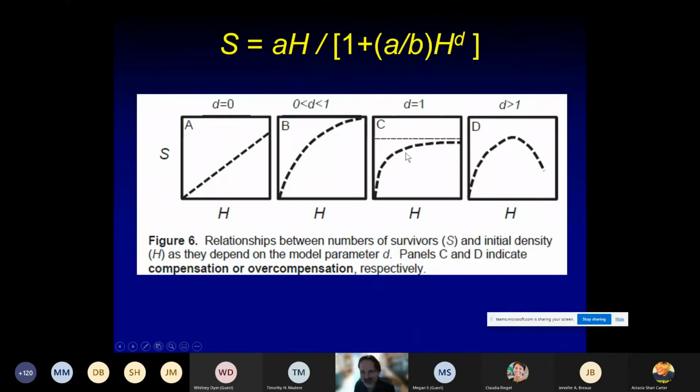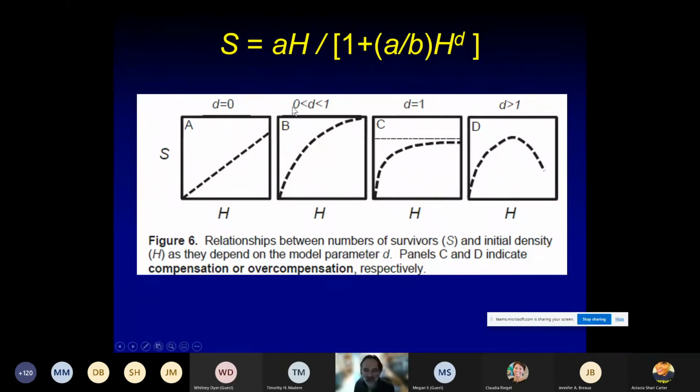Here's a set of relationships that are described by this expression, where S is the number of surviving individuals and H is the initial density of hatchling mosquitoes. And I'm not going to go into the meaning of all these parameters in the equations, except this one, D. D is the one that really controls the shape of this relationship. If D equals 0, you would expect a straight line relationship. As density goes up, survivors goes up.